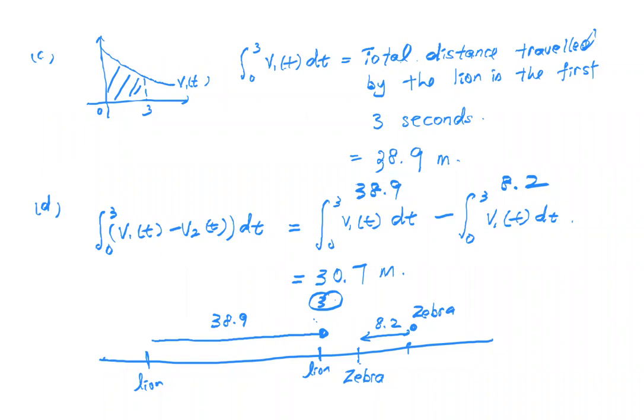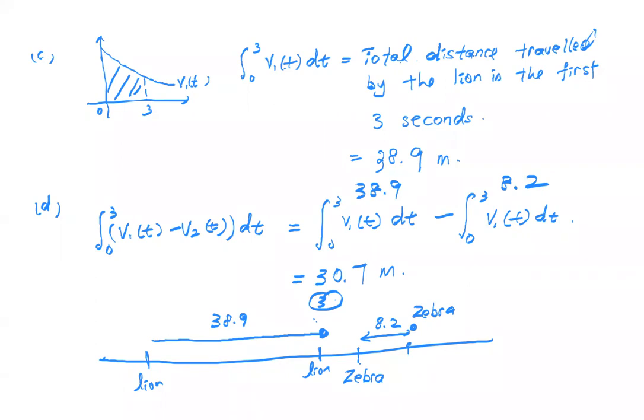So I can also change this question after you calculated this, correct? I will ask you, how far is the zebra ahead of the lion? Has the lion caught up with the zebra after 3 seconds? So your answer will be no. You illustrate with the diagram. Do you get me? Because they start from different starting points.